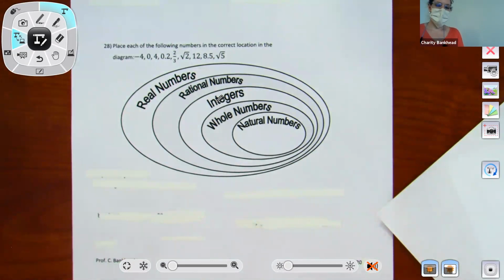Remember, natural numbers are the counting numbers, 3, 4, 5, 6, 7, 8, 9, 10, etc. Whole numbers are the same thing, but they also include zero. Integers include all of those numbers as well as all the negative whole numbers. Rational numbers include fractions and decimals, and then real numbers is everything that's outside that, pretty much.